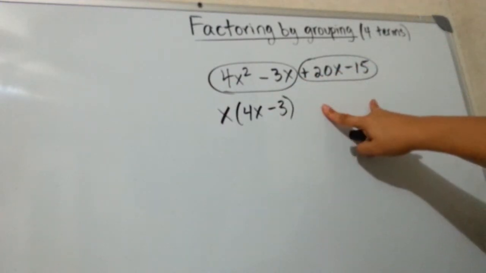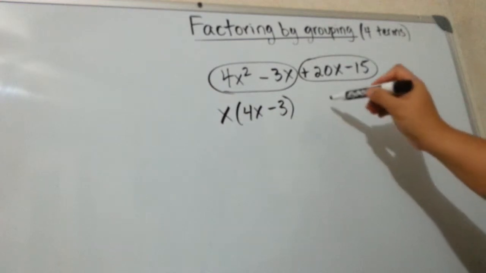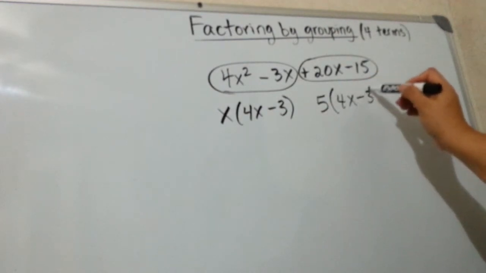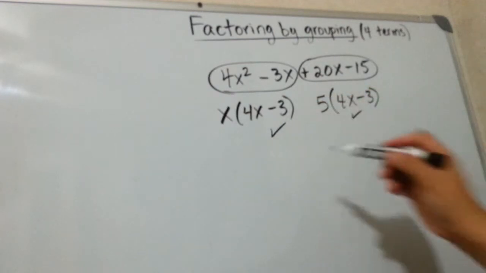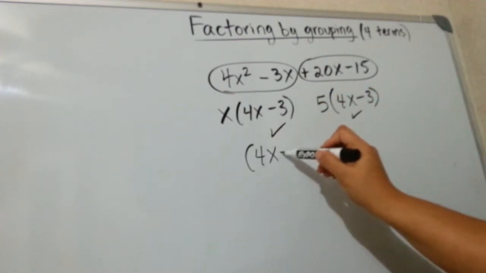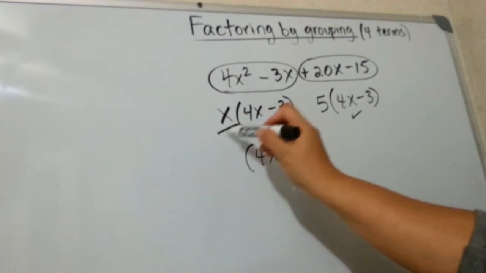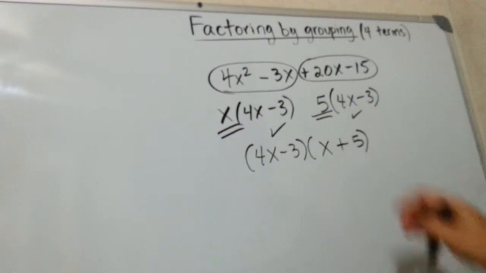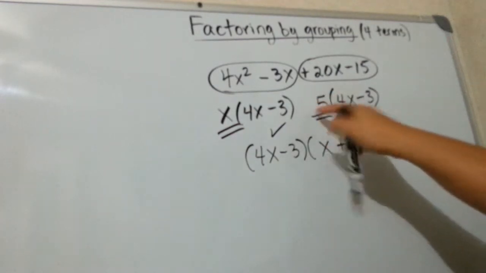And over here we can pull a 5. And we'll have 4x minus 3 left over. And you see how these match? You pull that one out, and what do you have left over? An x plus 5. You know it's a plus sign because it's positive right here.